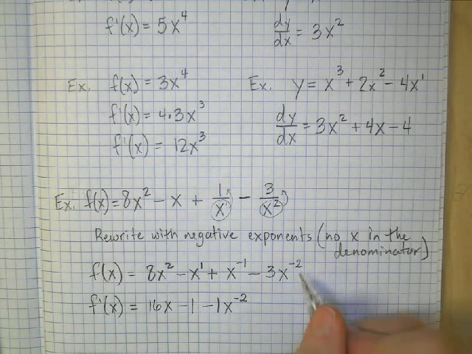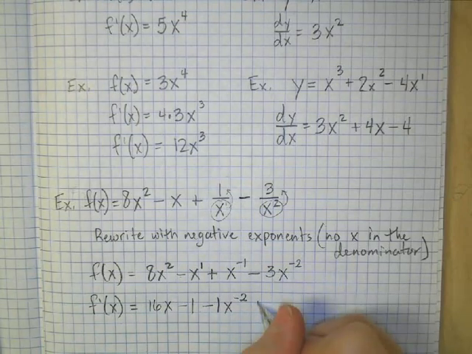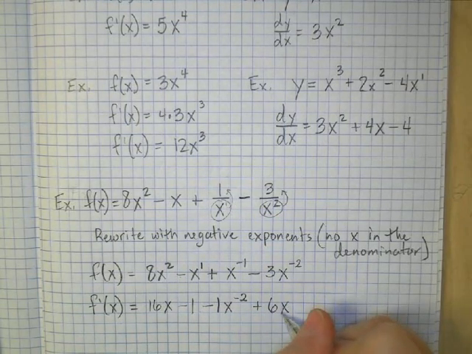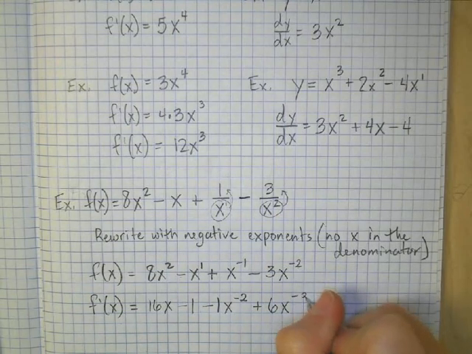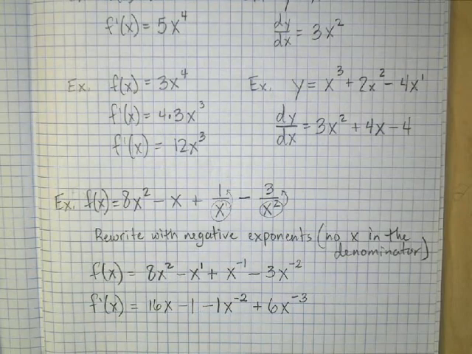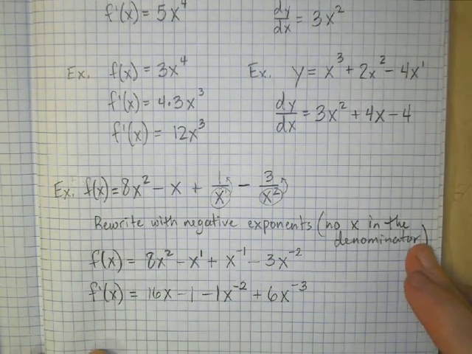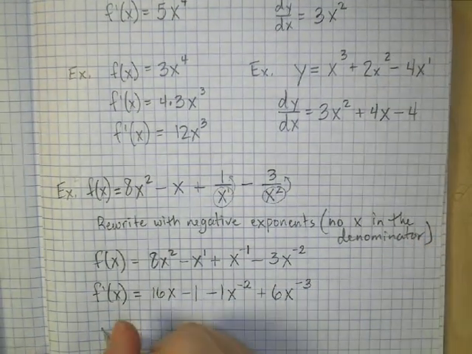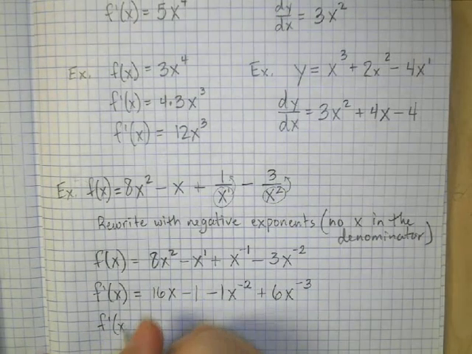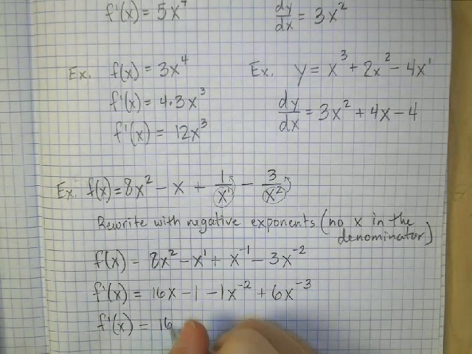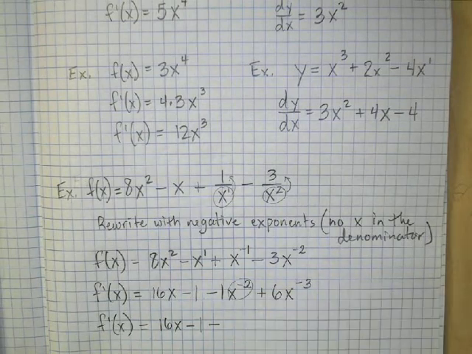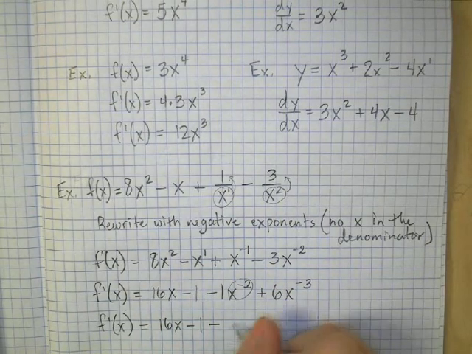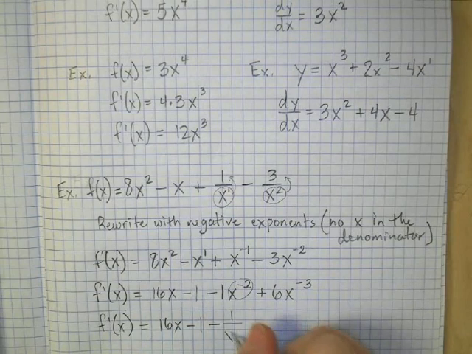And then here, negative 2 times negative 3 is positive 6. And I need to subtract 1 from my exponent. Negative 2 minus 1 is negative 3. Now, for MathSpace, they don't like the answer written with negative exponents, so we're going to rewrite it with positive exponents. The first term is still okay. The second term is fine. The third term, however, we need to move the x to the negative 2 back into the denominator. So it's going to be 1 over x squared.